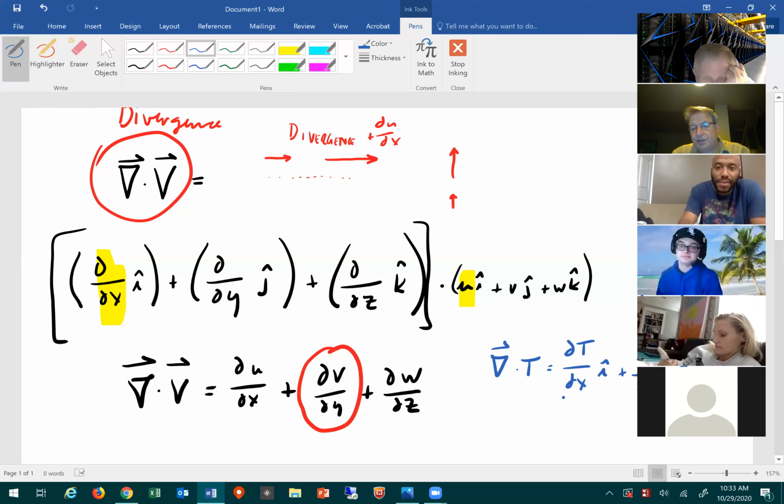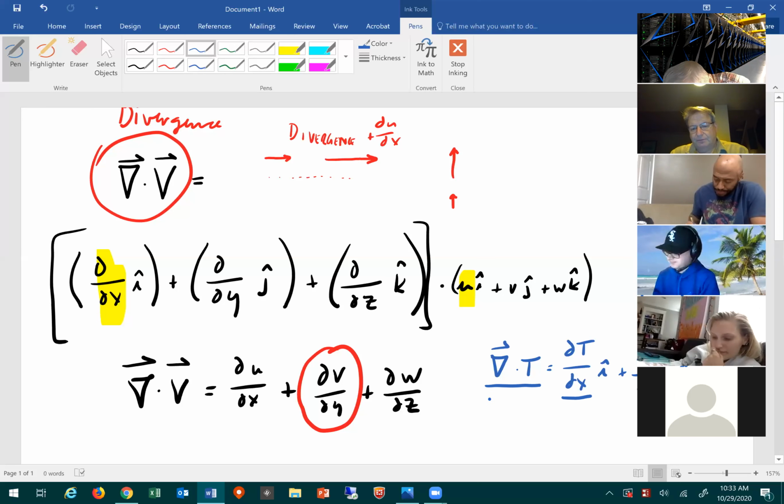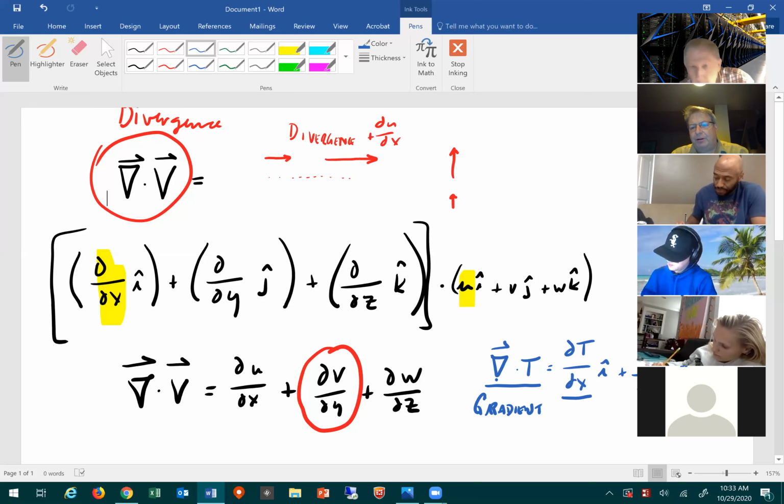Nick said it. This is called a gradient. So del operating on a scalar is called the gradient. Do you know what they call del of a temperature? They call this the gradient operator.